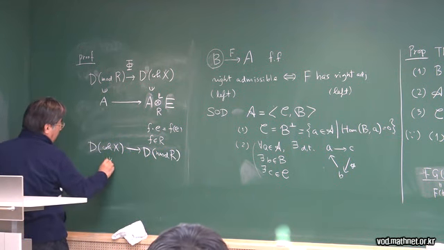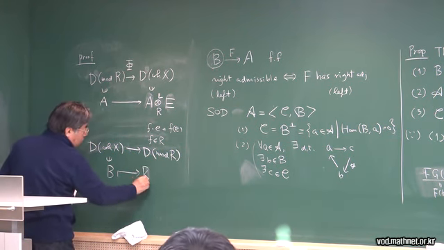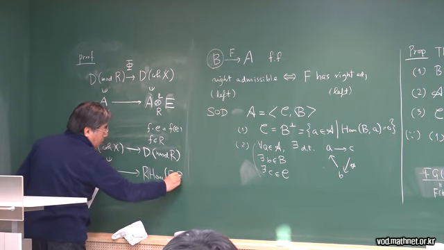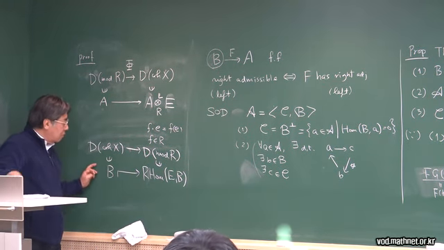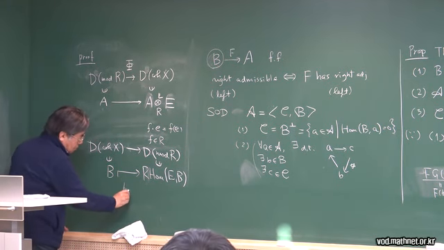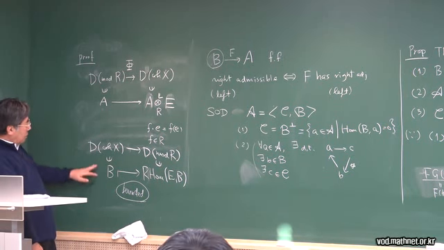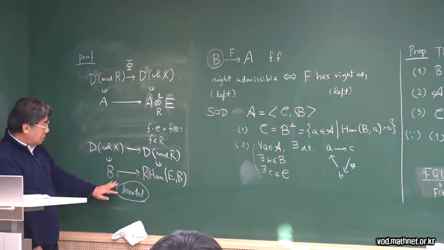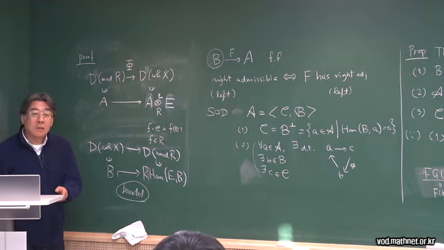It is given by B goes to RHom(E, B). So this is the inverse direction, but in this case it is bounded. If B is bounded, then the result is also bounded, because RHom is bounded.